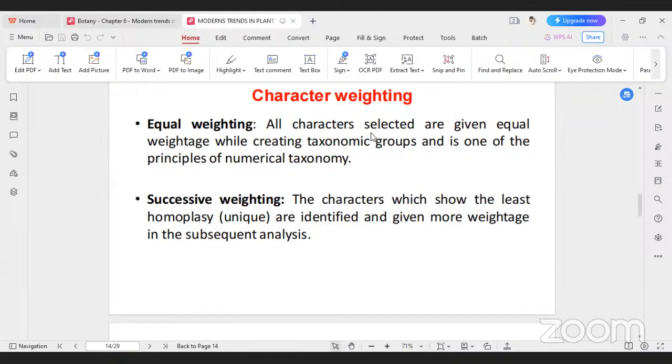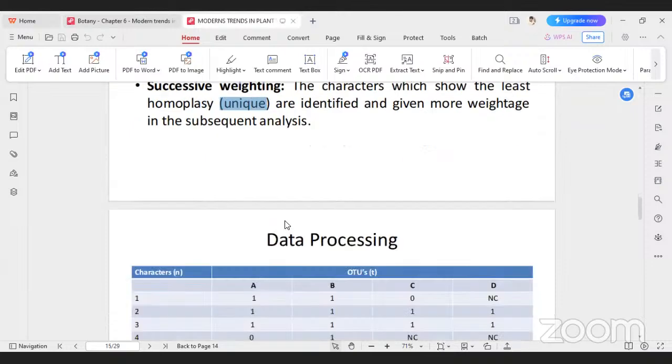In equal weightage, all characters selected are given equal weightage while creating taxonomic groups, and this is one of the principles of numerical taxonomy. First of all, characters are selected. In successive weightage, the character which shows the least variation is identified and given more weightage in the subsequent analysis. In equal weightage, all characters are equally important.